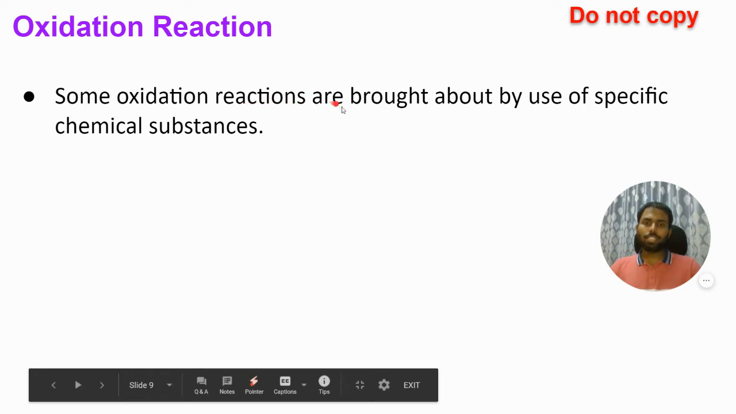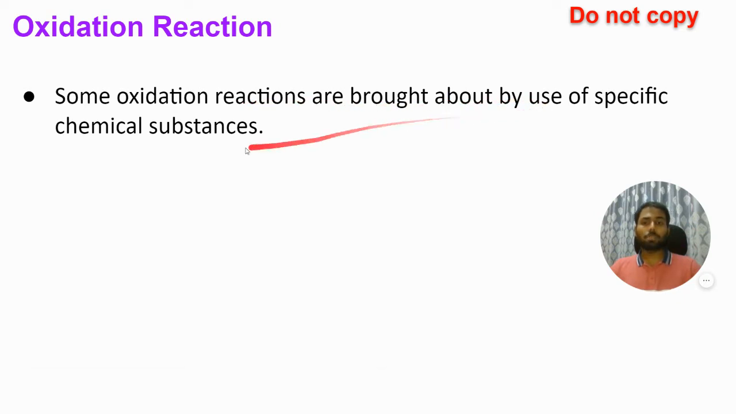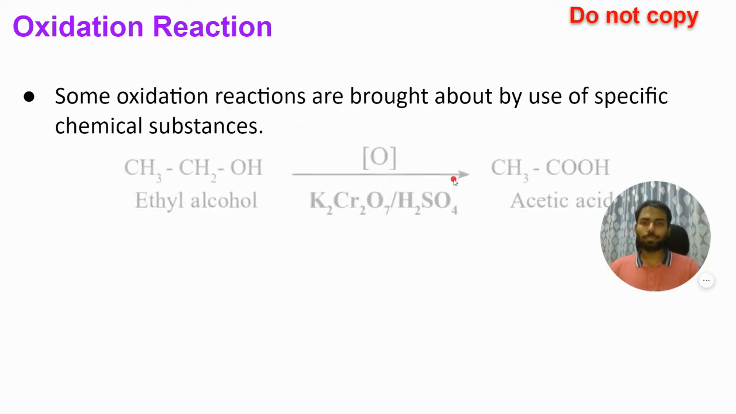Some oxidation reactions are brought about by use of specific chemical reagents. So there are some oxidation reactions where the reaction does not proceed on its own; you have to add some special chemical substance, and only then does the oxidation reaction proceed. Let us see an example of that.